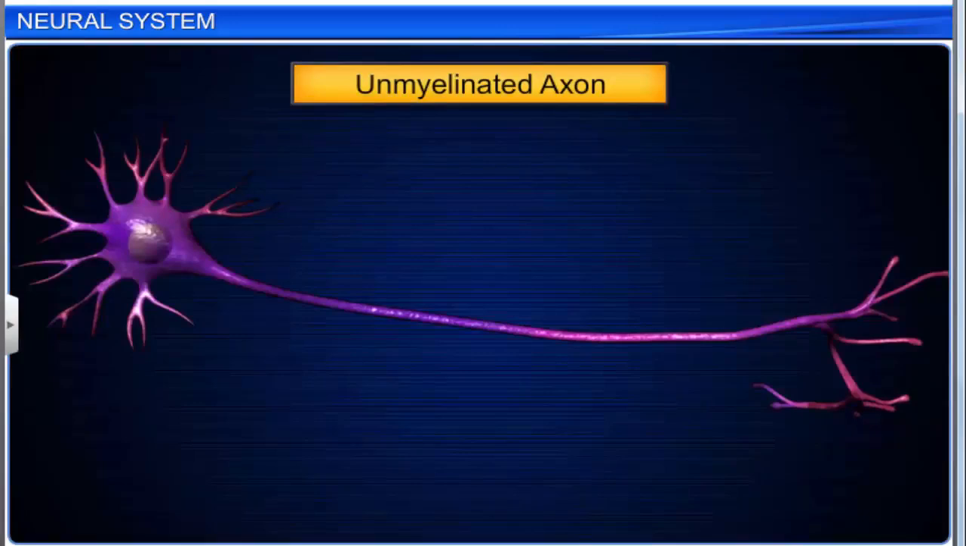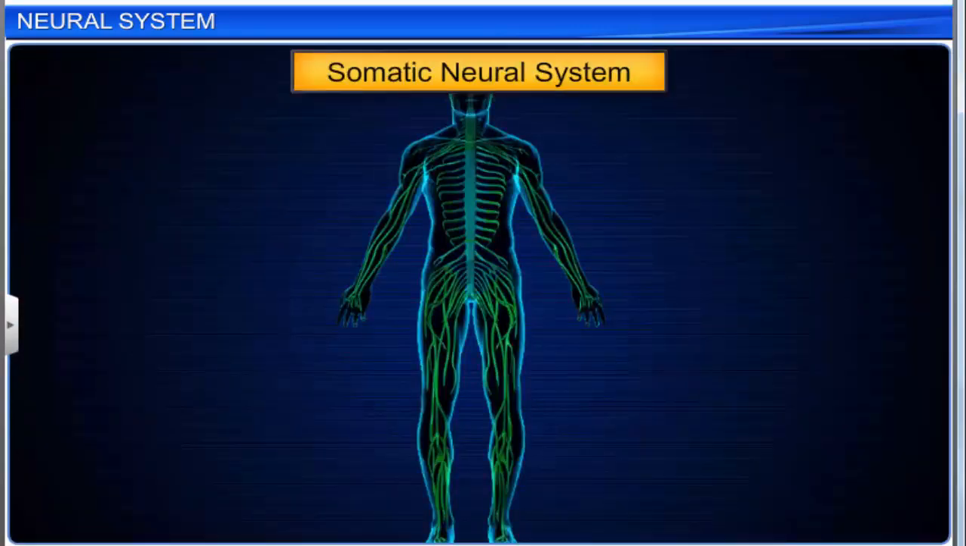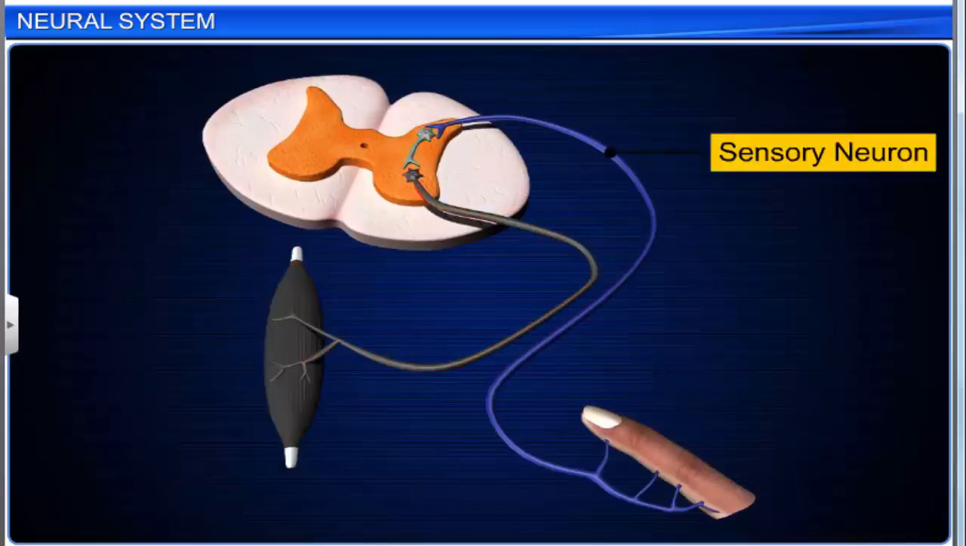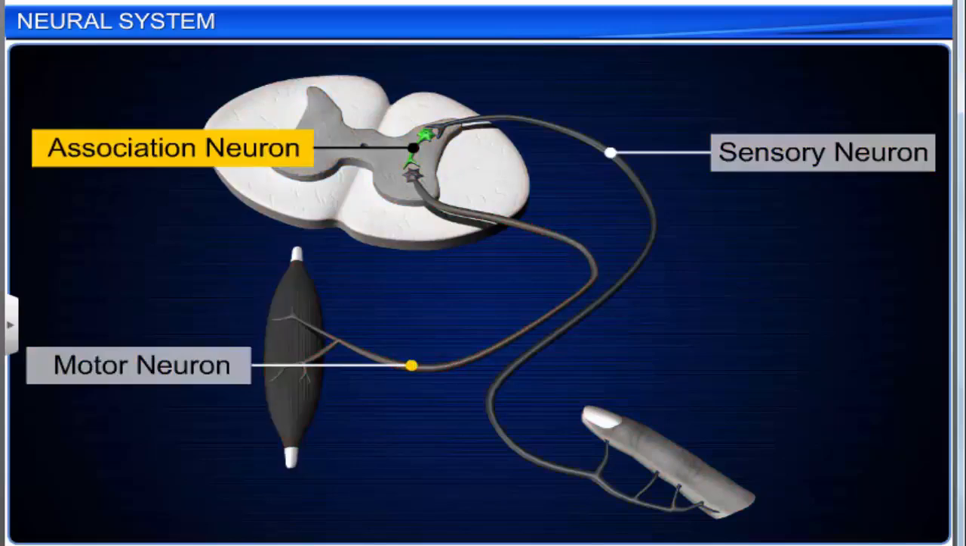Unmyelinated nerve fiber is enclosed by a Schwann cell that does not form a myelin sheath around the axon. Nodes of Ranvier are absent. These fibers are found in the autonomic and somatic neural systems. On the basis of the functions of neurons, they can be divided into three types: sensory, motor, and association neurons.